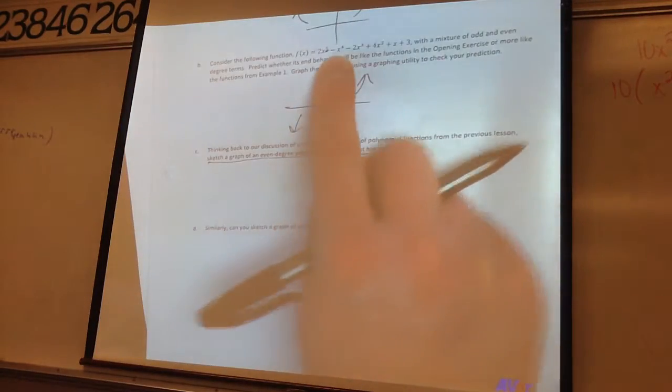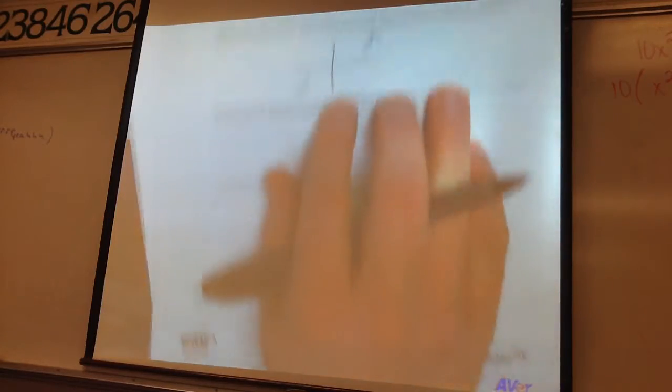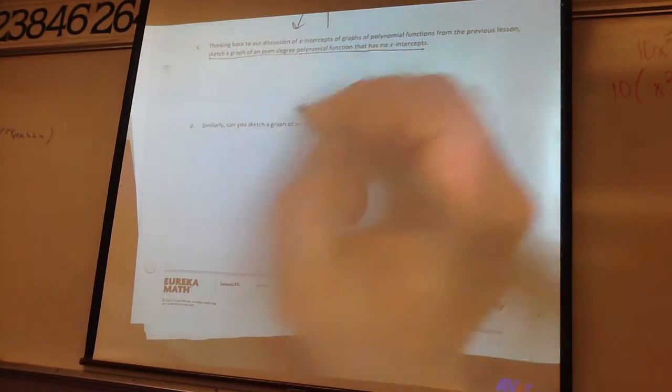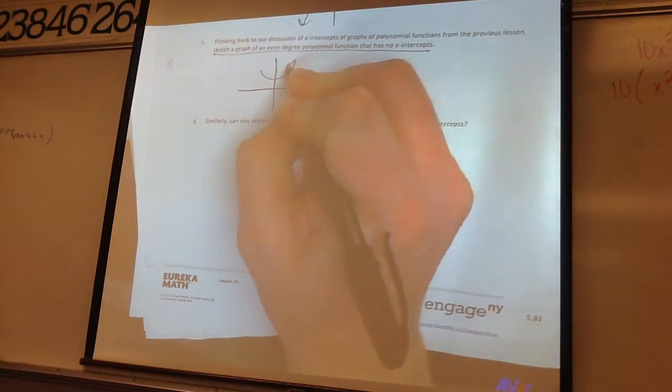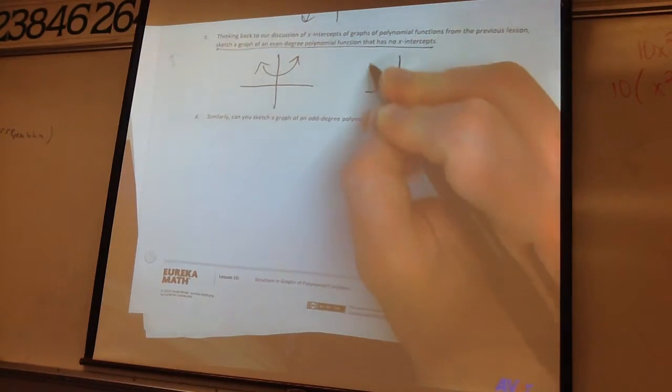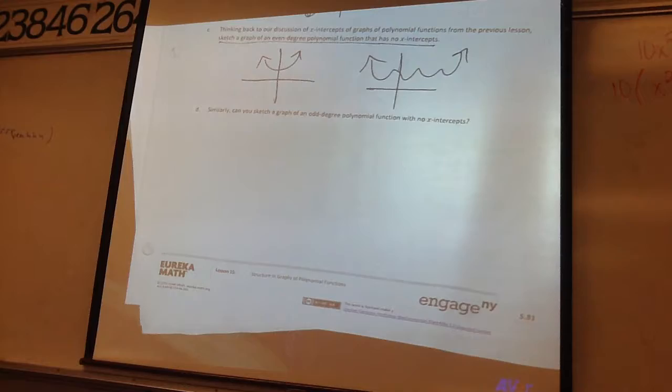A polynomial is just a whole bunch of terms added together like that. Function, well, that's a long story. That has no x-intercepts. There's the easiest one. You could have done anything, as long as it goes up on the left and up on the right and doesn't cross the x-axis or even touch it, then it has no x-intercept.